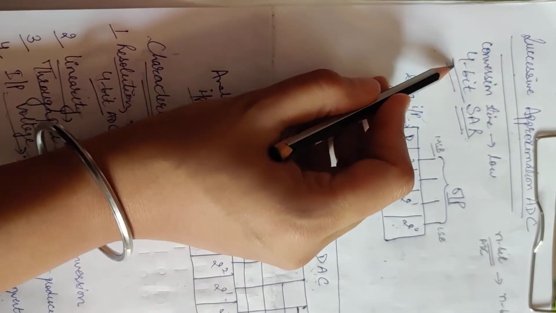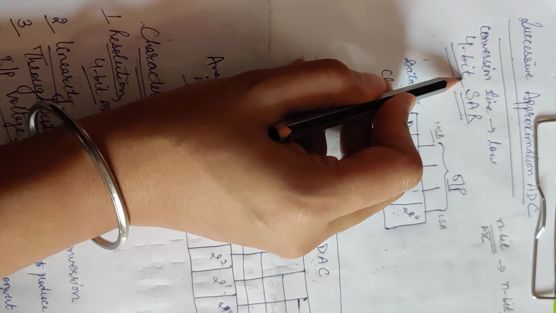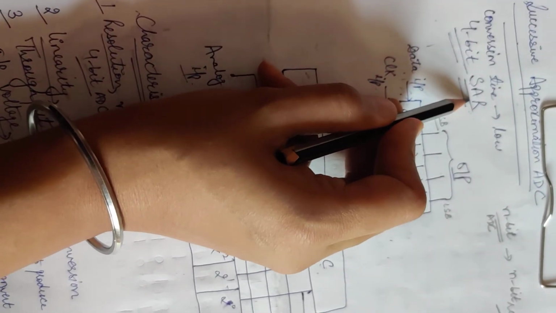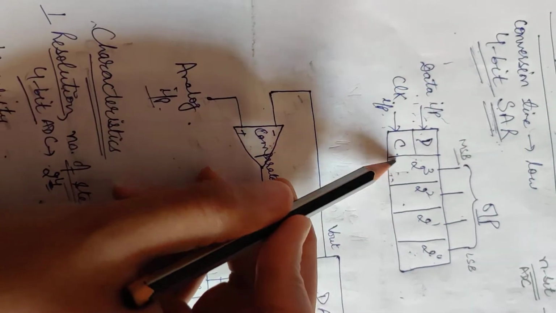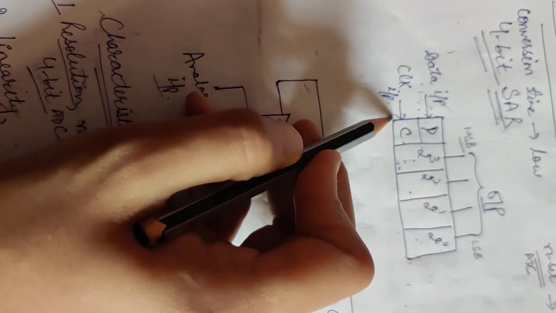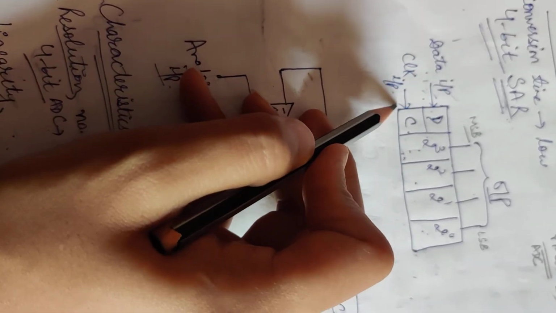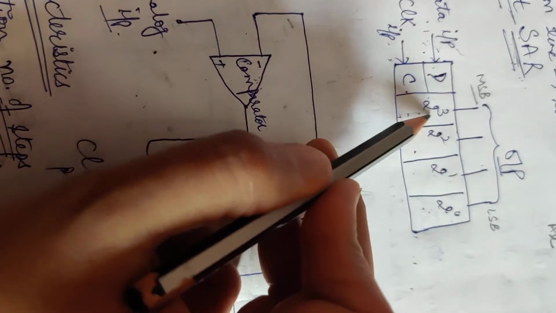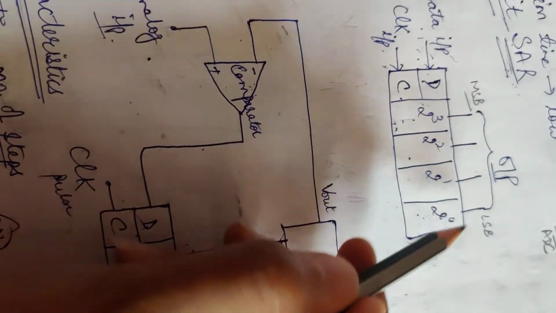Suppose we have to design a 4-bit successive approximation A to D converter. So we have to use a 4-bit successive approximation register. This is the successive approximation register. There are two inputs, data input and clock input. And for 4 bits, we have taken 2 raised to power 0, 1, 2, 3. This is LSB and this is MSB.